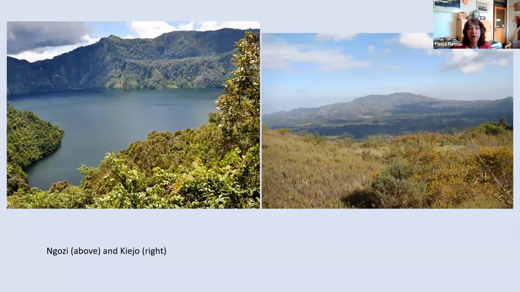Here's a picture of the crater of Ngozi volcano, where there are a little bit of hot springs, but nothing particularly overwhelmingly warm. And then the Kiejo volcano on the right. And the only important thing for you to notice is that it just looks like it has a different shape than Nyiragongo and Nyamuragira. And that tells us that even though these volcanoes are all in the rift and they're all pretty darn near one another, they are chemically really, really different.